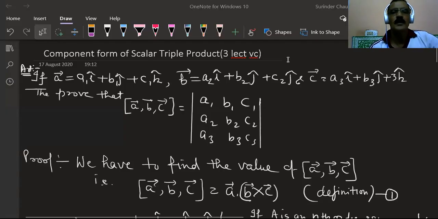Hello students, in the previous two lectures we had studied scalar triple product of three vectors, its definition and properties. Now in this lecture we'll study some special problems of scalar triple product in Cartesian form.